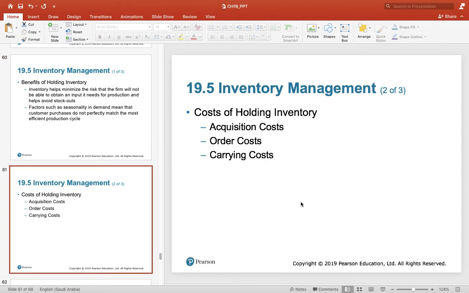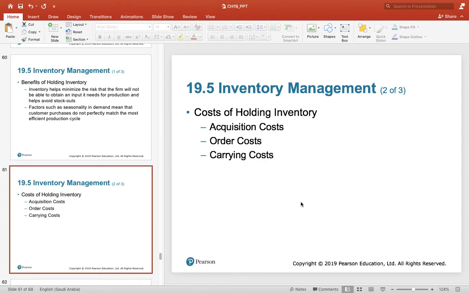So once you buy the inventories, they must be kept in proper condition. It must not be spoiling its quality. So you have to properly maintain and hold it and carry it, which is known as carrying cost. So maintaining the inventory in the warehouse is known as carrying cost.